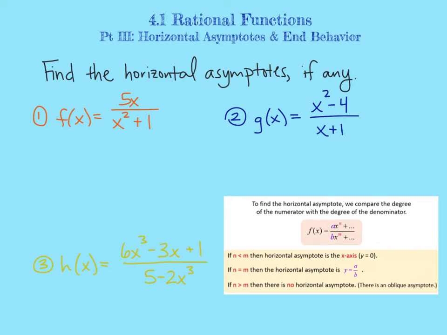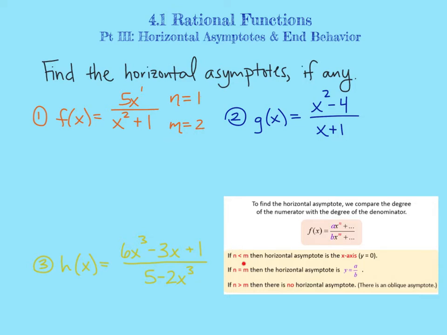Here we want to find the horizontal asymptotes of these three functions. I did keep the rules for finding the horizontal asymptotes down here so we could reference them easily. So what we want to do in number 1 is find the n and m values. n, again, is the degree of the numerator. And so we have 5x to the first. That means the degree of our numerator, n, is 1. And then the degree of our denominator is 2. So m is 2.